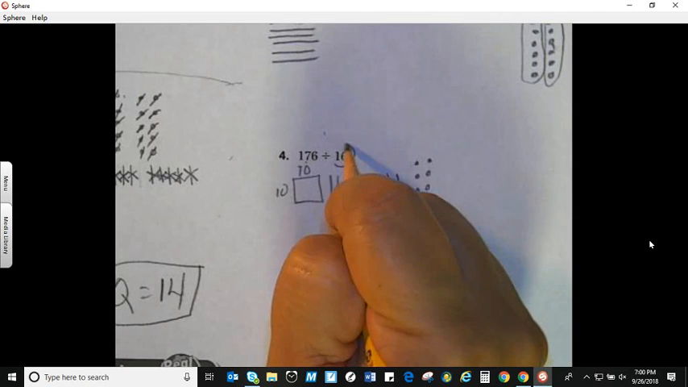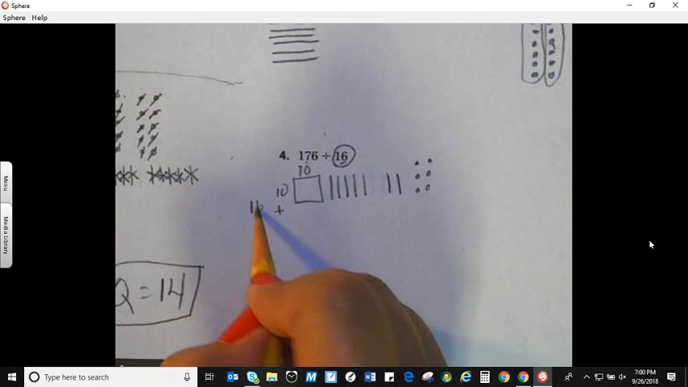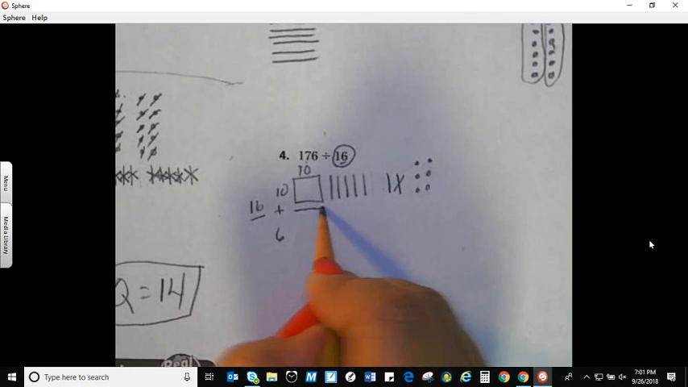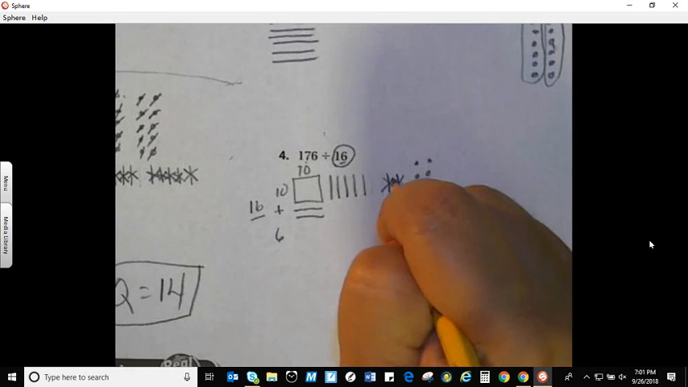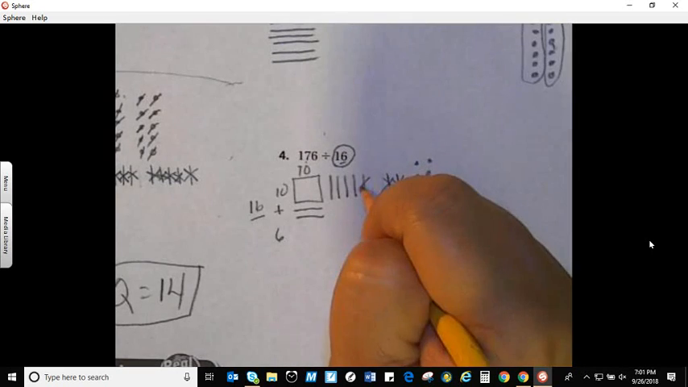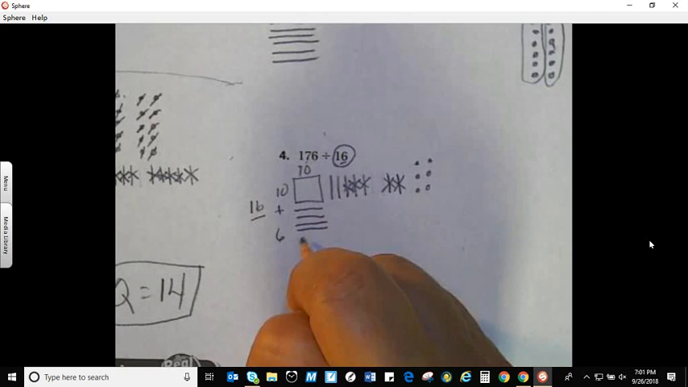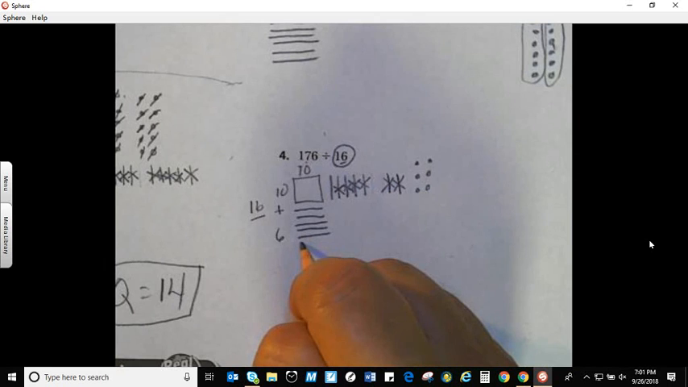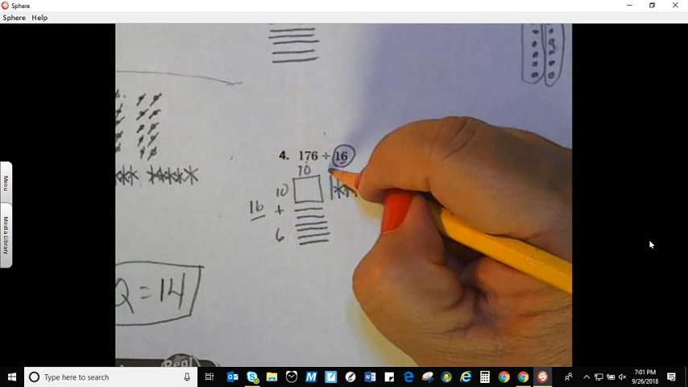Now, look at my divisor. I need to have 10 plus I need to bring in 16. I have to have 16. I need to bring in 6 rods. So I'm going to cross this out. That's 1. Cross that out. 2. I'll do it this way so I know. Cross that out. That's 3. Cross that out. That's 4. Cross that out. That's 5. And cross this out. And that's 6. All right. So you have this one that's left.